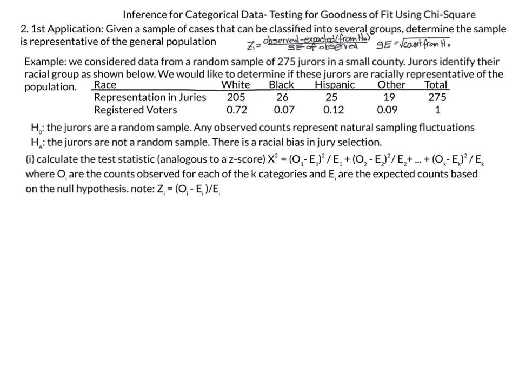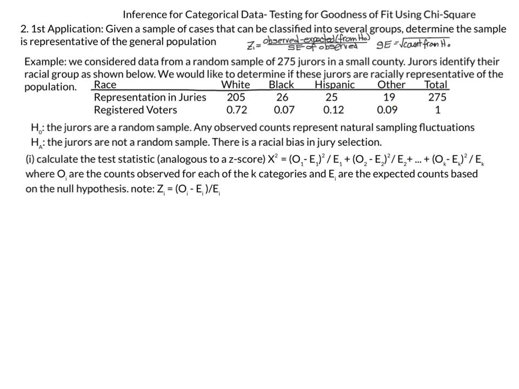The first thing we need to do is calculate our test statistic, which is analogous to a z-score. That's the score we're going to look up on our table. And we're going to use this formula here. This X squared, or chi-squared, is equal to the first observed value minus the expected value, squared, over the expected value, plus the second observed value minus the second expected value, squared, over the expected value, all the way up to the kth group. So the O sub i are the counts observed for each of the k categories. The categories here are white, black, Hispanic, and other. So k equals 4.